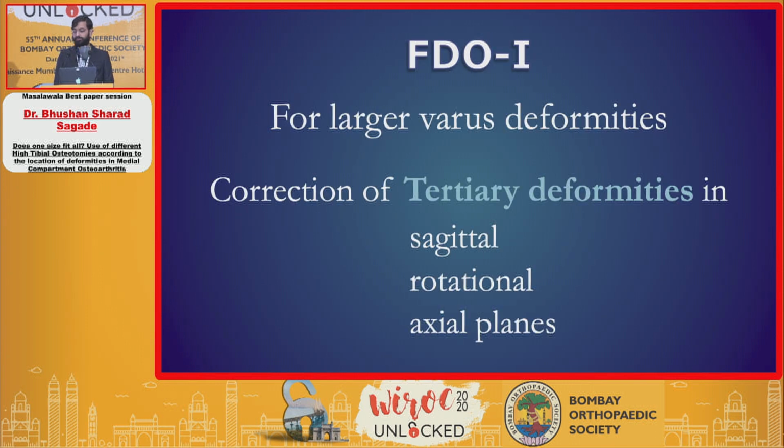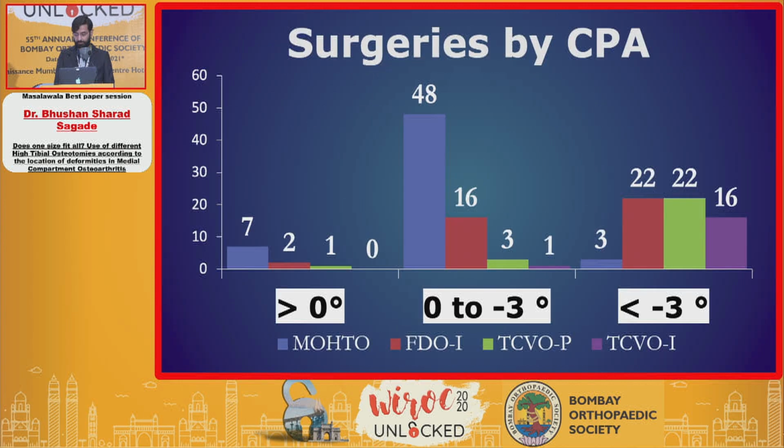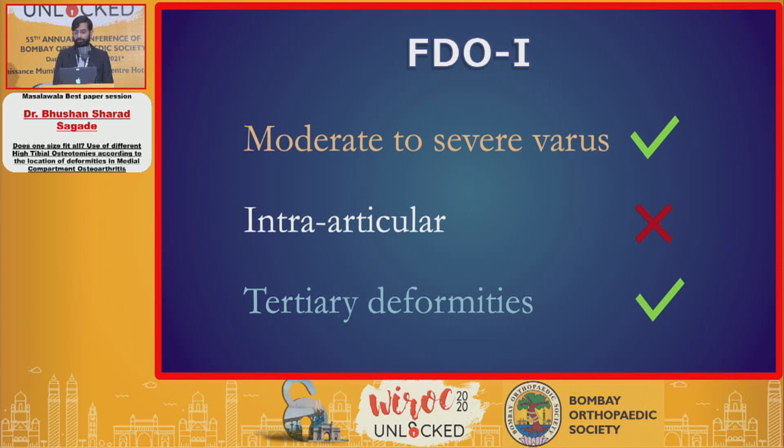The FDO-I allows safer correction of larger deformities and can tackle deformities in sagittal, rotational, and axial planes. We overcorrected the varus in many patients with FDO-I to compensate for dynamic varus. Though the dynamic varus was eliminated, it led to some obliquity of the knee and the ankle joint lines. Before 2014, 22 FDO-I surgeries were performed for patients with a large intra-articular deformity measured by CPA. Henceforth, such patients will definitely get an intra-articular osteotomy. Thus FDO-I is ideal for moderate to severe varus without any associated intra-articular deformities, but can tackle tertiary deformities. Since many of the moderate to severe varus deformities are accompanied by intra-articular deformities, the FDO-I is likely to see lesser use in the future.